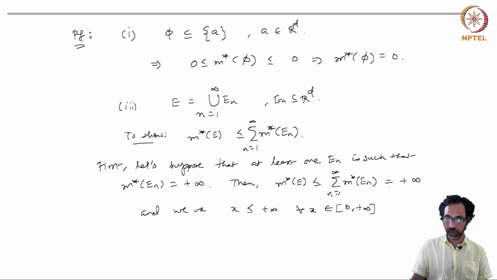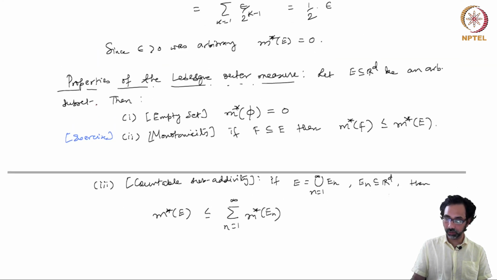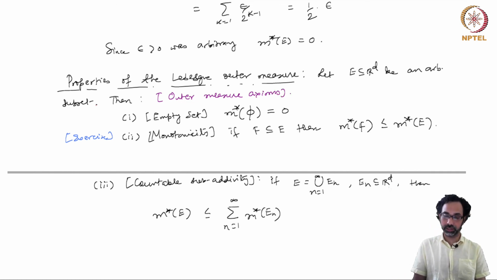So these three properties are together known as the outer measure axioms. When we are going to study abstract measure spaces, then we will model an abstract outer measure on an abstract space with these outer measure axioms. And so the Lebesgue outer measure is the prototypical example of an abstract outer measure.